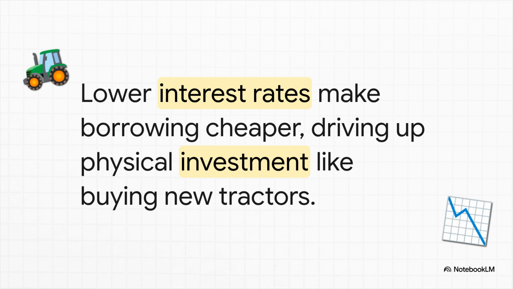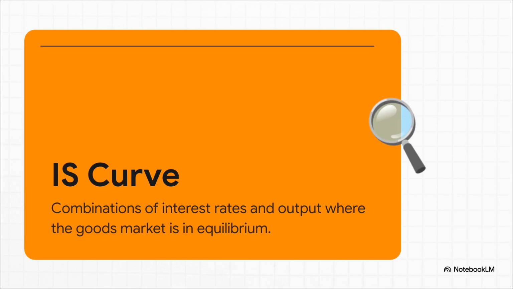When borrowing costs drop, planned investment spikes. Interest rates dictate physical investment. This very dynamic gives us the IS curve. It slopes downward because a higher interest rate crushes investment, which shrinks total aggregate demand and income. By the way, IS stands for investment and saving.